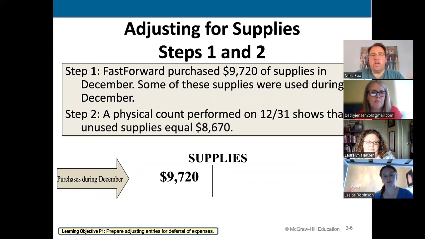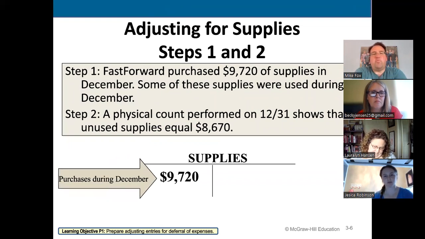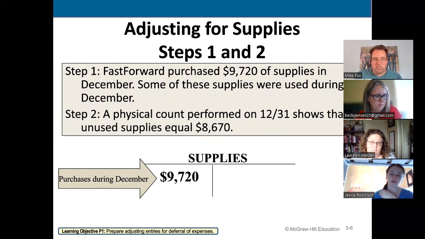Supplies is another example. A lot of times, this is how they'll present this one. They'll tell you that you have $9,720 in supplies at the beginning of December, and at the end of December, you do a physical count of $8,670. Because if you think about it with supplies, you're not usually keeping track each time you use a Post-it note of how much it cost. Instead, you're using them during the month, and then at the end of the month, you count them up and say, oh, well, now I have $8,670 worth of supplies.